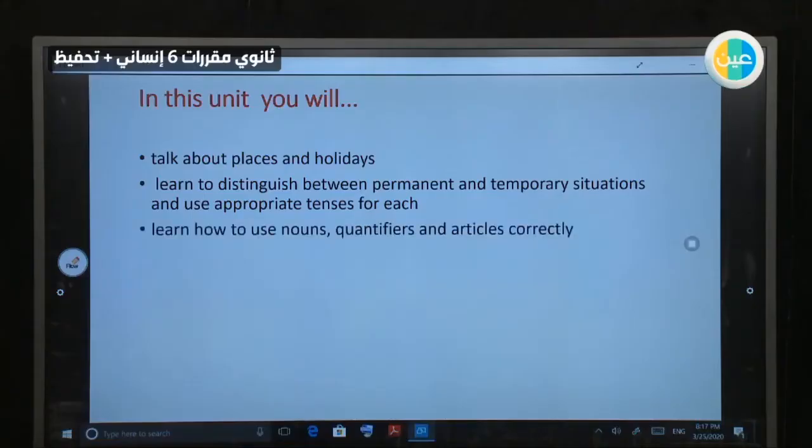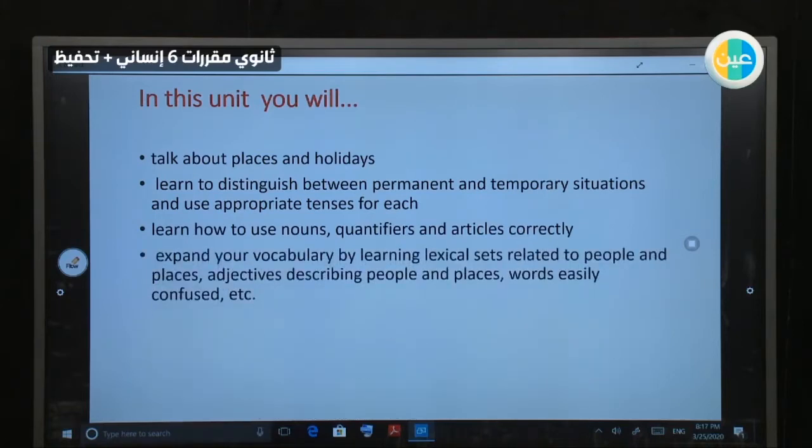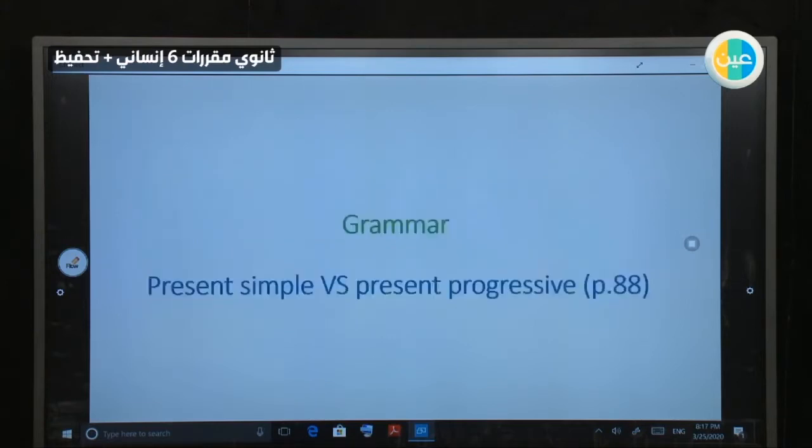Learn how to use nouns, quantifiers, and articles correctly. Expand your vocabulary by learning lexical sets related to people and places, adjectives describing people and places, and words easily confused. Finally, learn how to write an email or inquiry. So we will revise all these aspects in this lesson.